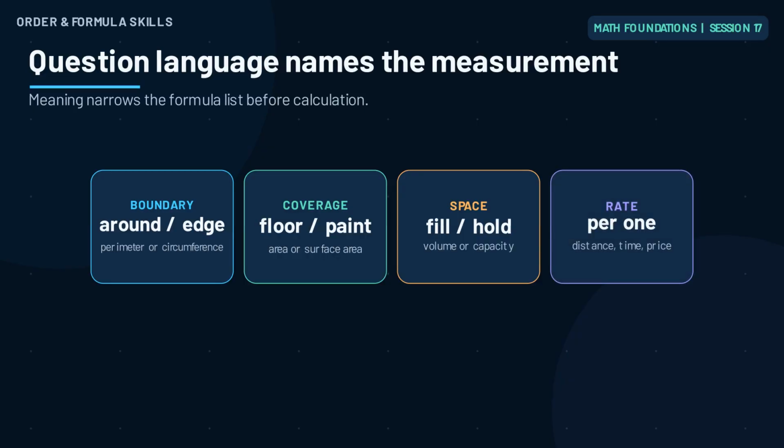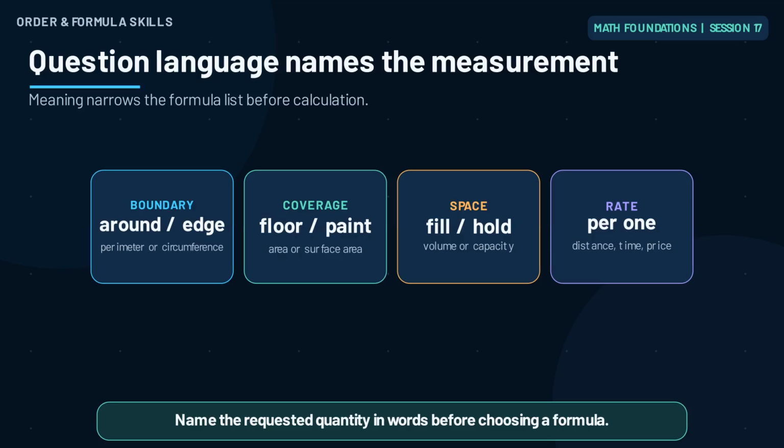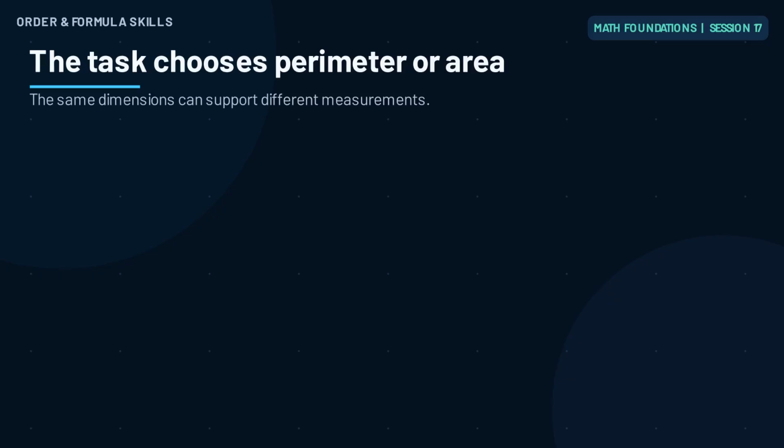Per language such as miles per hour or dollars per item points toward a rate. The question's nouns and verbs describe the kind of measurement before any numbers are used. Name the requested quantity in words before choosing its formula. Meaning narrows the formula list immediately. Perimeter and area can use the same dimensions but measure different things.